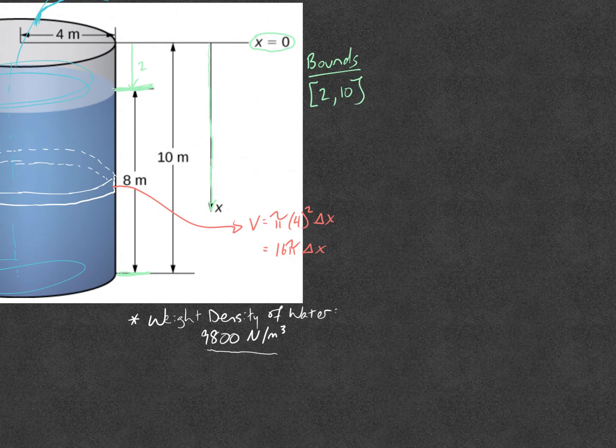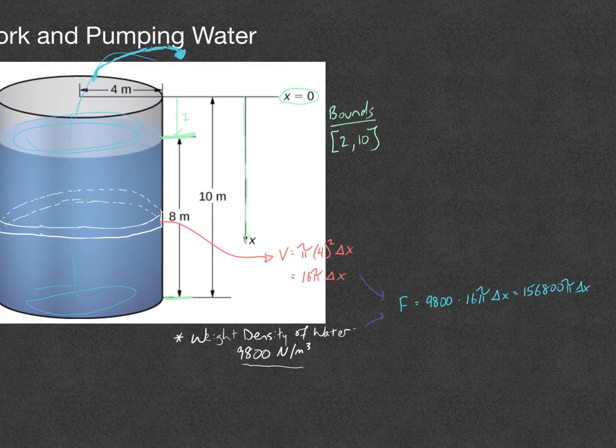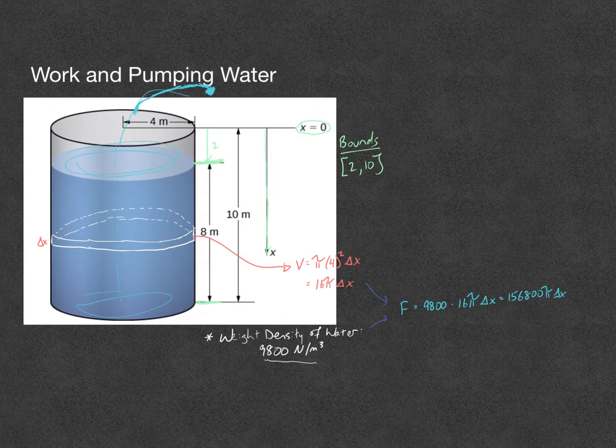All right, so we're going to now put those two pieces of information together and say that the force required to lift this water, this thin cylinder of water out of the tank, is 9,800, that weight density of water, times our 16 pi delta X, and that is 156,800 pi delta X. Okay, so I'm going to zoom out a little bit here, and we're kind of at the point where we can put all this together.